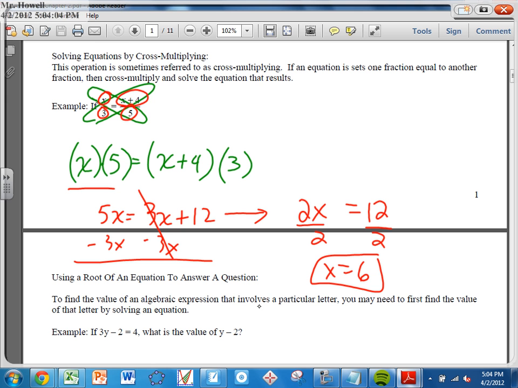We have to always make sure we go back and check for denominator restrictions, though. So first of all, we have to say, well, is this number 6 going to cause a 0 in my denominator or cause an undefined problem? And clearly, the 6 would not even be put into the denominator.